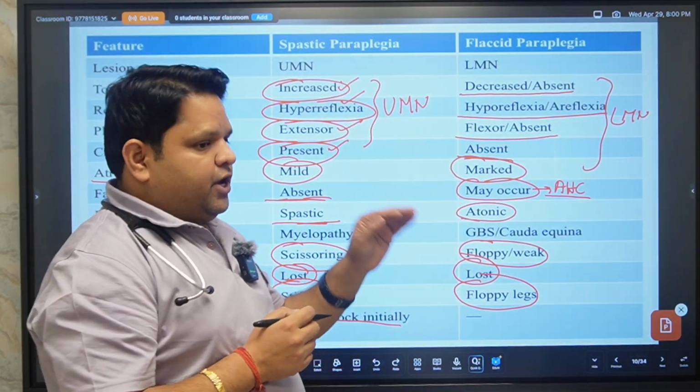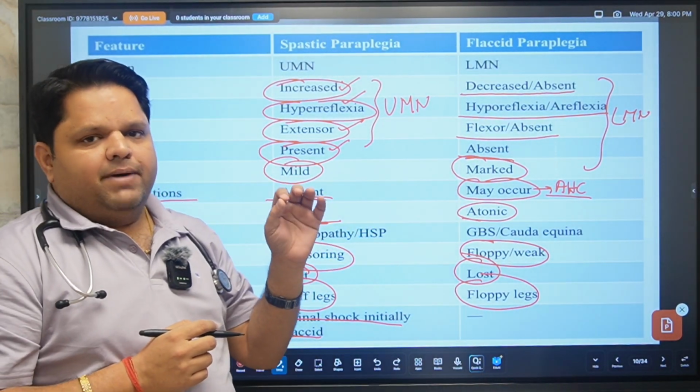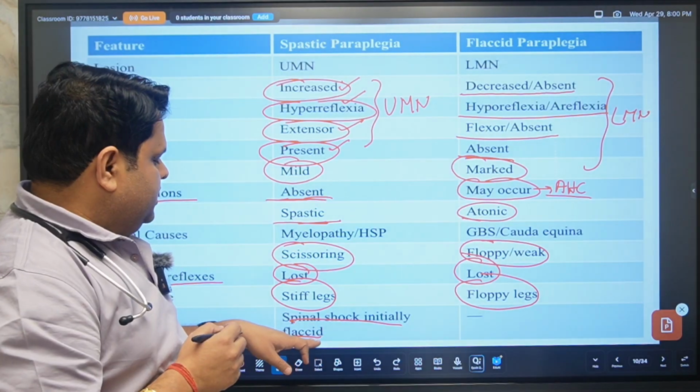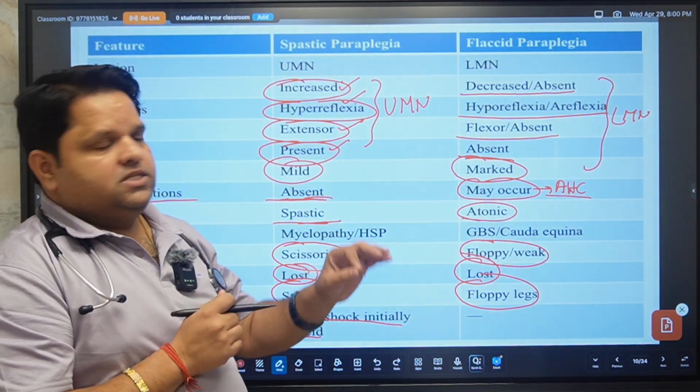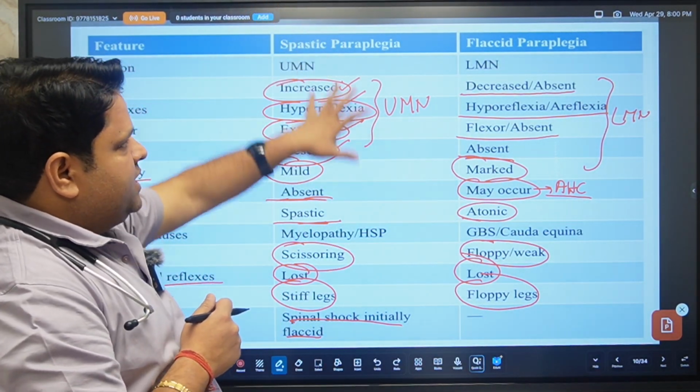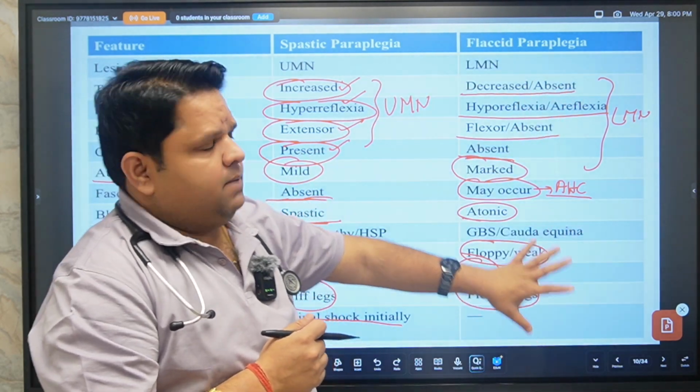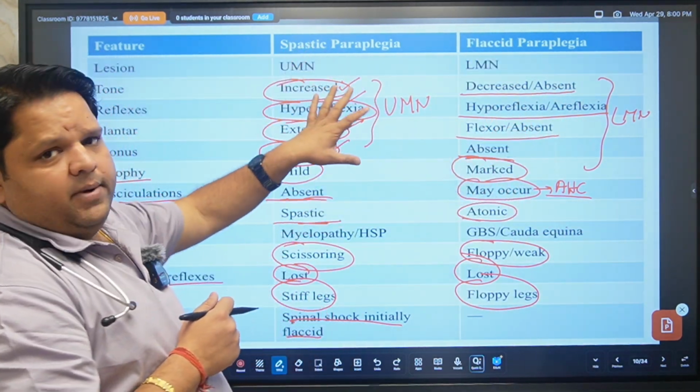I will discuss acute spinal cord lesion like myelitis, which may cause acute spinal shock stage, where flaccid paralysis can be seen. So this will be spastic paraplegia and flaccid paraplegia, that is, the LMN type of paraplegia and the UMN type of paraplegia.